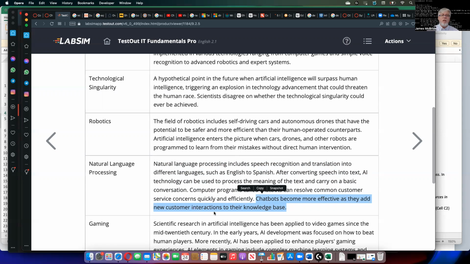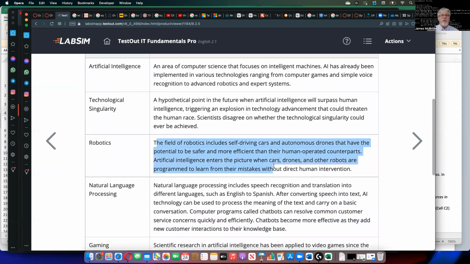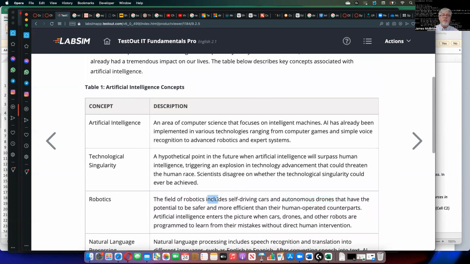Gaming and artificial intelligence. Expert systems, robotics, the field of robotics, self-driving cars, that's kind of a huge way, autonomous drones flying themselves. And honestly, self-driving cars will create a safer environment, since most of the time they're making a better decision than we do. And then this technological singularity, boy, there's a lot of movies about that, but that's a hypothetical point, meaning it does not exist. It's hypothetical that the future of artificial intelligence will surpass human intelligence, and then that'll trigger an explosion in technology advancement and maybe our death.